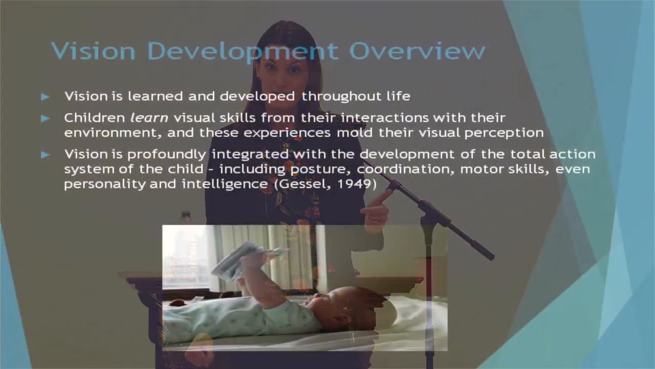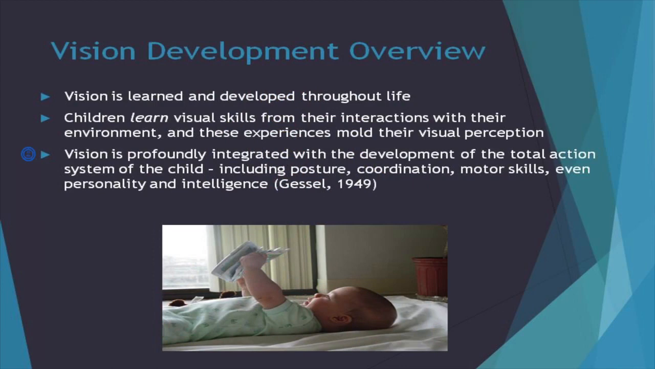So Dr. Gesell in 1949 was way ahead of his years, one of the founding fathers of behavioral optometry, and he said vision is profoundly integrated with the development of the total action system of the child, including posture. So you can imagine if you have double vision or if you have vertical double vision, you might tilt your head to line things up. Coordination, eye-hand coordination makes sense. How fast is something coming towards me? Motor skills, so gross and fine, and even personality and intelligence.